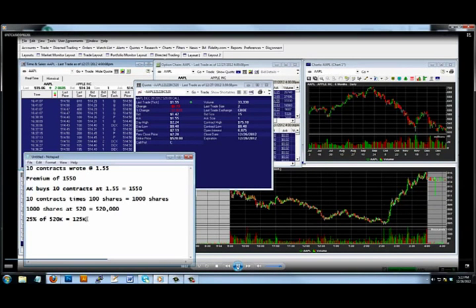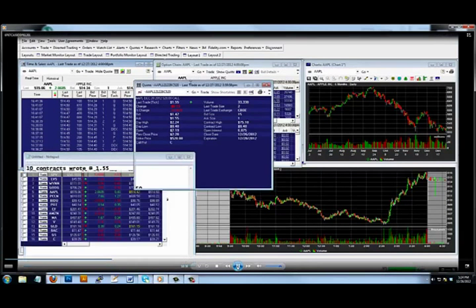Now, the way to cut down on this margin requirement is by going with spreads. They're called credit spreads. So let's say, again, AK wants to make this bet at $1.55. He wants to buy 10 contracts. Victor is saying, no, to hell with you, man. This is not going to 520, and this option is going to 0. So he writes these 10 contracts at $1.55. But what else does he do? He buys something further out of the money.